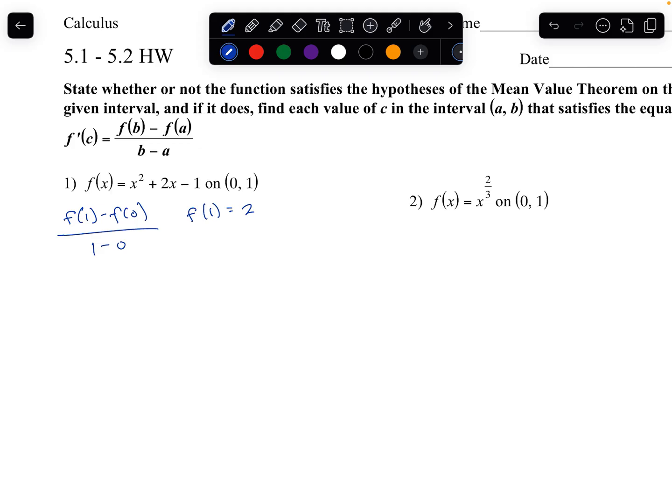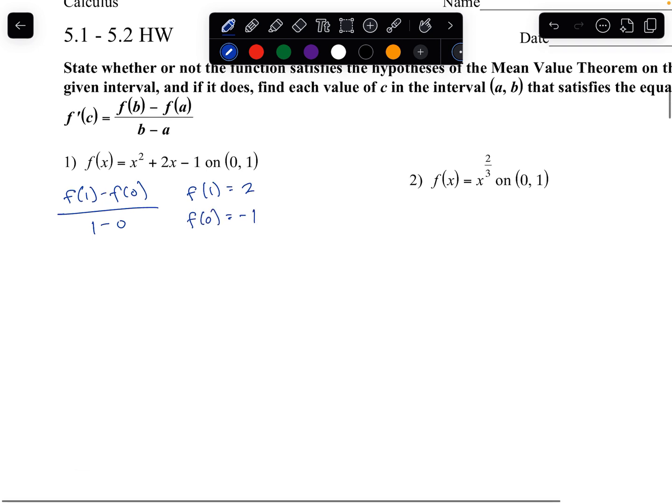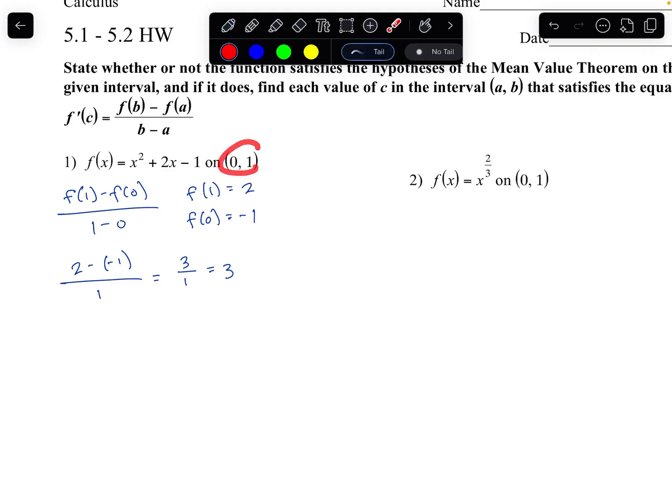It's equal to 2, and f of 0 is going to be equal to negative 1. So the average rate of change is going to be equal to 2 minus negative 1 over 1, and that's going to be equal to 3 over 1, which is going to be equal to 3. So the average rate of change on this interval is 3.